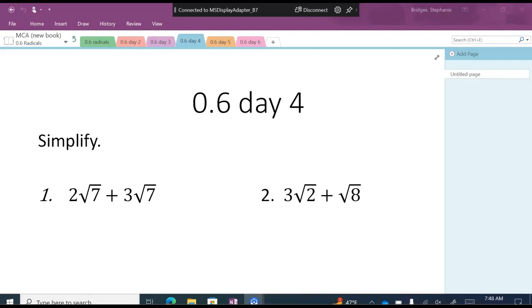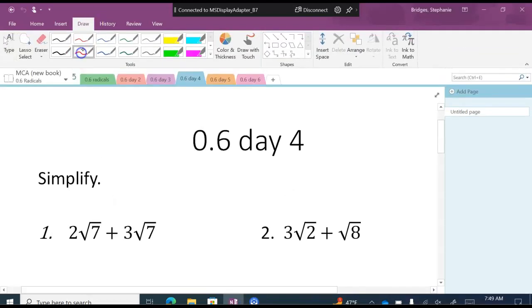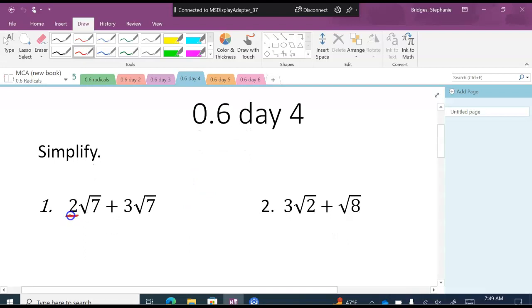square roots of 7. Do I have the same radical? Is it both square roots and both the same number under the square root? Yes. So then I can actually add those. And the only thing that changes is the coefficient in front. And what I mean by that is all we're going to do is take these coefficients, that 2 plus 3. What is 2 plus 3? 5, and then that square root of 7 is going to stay the same.